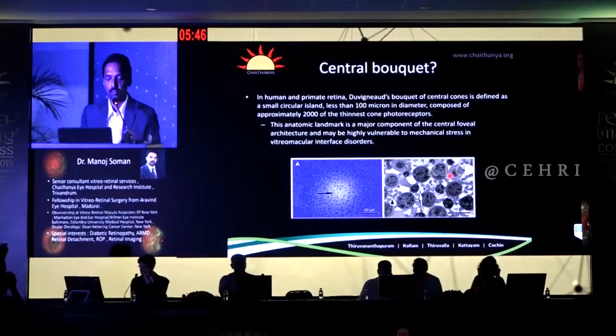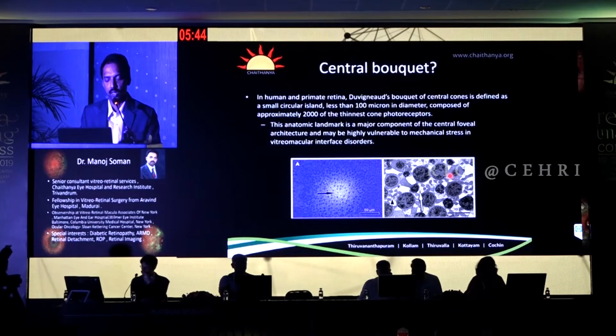I'll be introducing you to this term, central bouquet abnormalities. In human and primate retina, the central bouquet is defined as a central circular island less than 100 micron in diameter, composed of approximately 2,000 of the thinnest cone photoreceptors. This anatomic landmark is a major component of the central foveal architecture and may be highly vulnerable to mechanical stress and vitreomacular interface disorders.